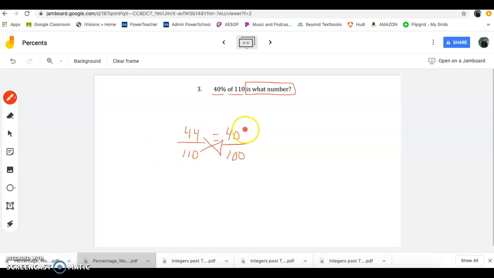Well, that's pretty close because we want 40%. Well, 110 is really close to 100, right? And we want 40%, but 110 is a little bit bigger than 100, so that's going to make this a little bit bigger. Perfect. Makes sense. Okay? Last one I'm going to do with you here.